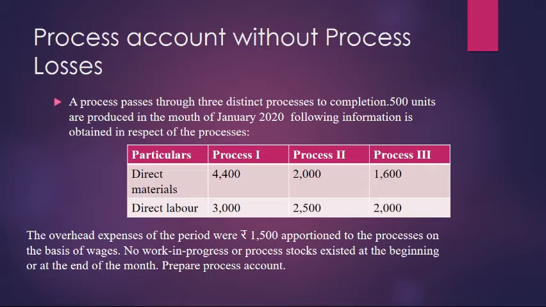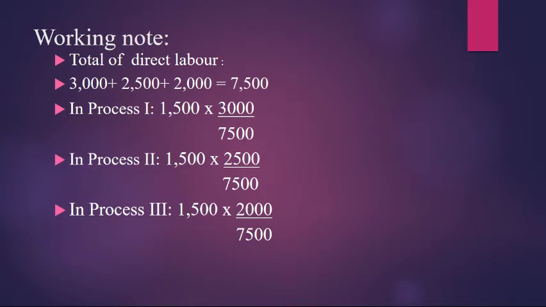So 3000 is to 2500 is to 2000 will be the ratio of dividing this overhead expenses. We'll see that in a next working note. And there is no work in progress or process stock at the beginning or at the end of the month. Now we are asked to prepare the process account.